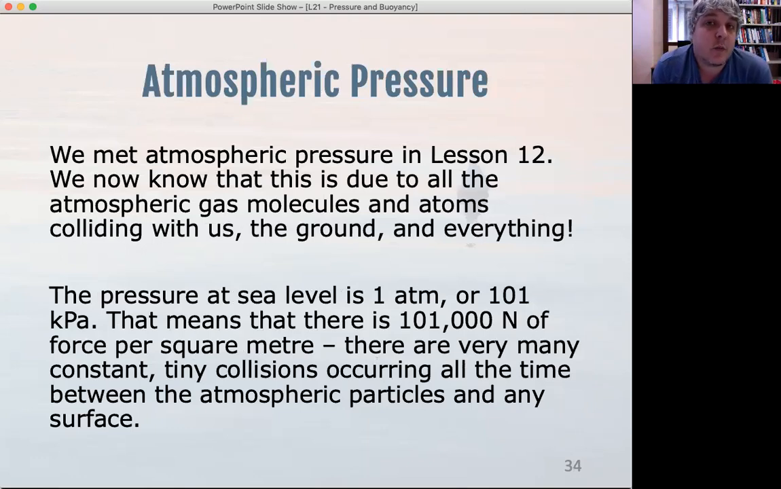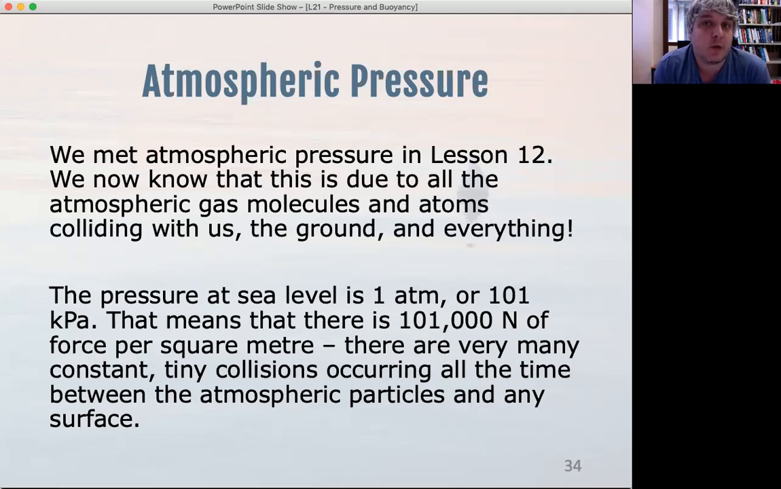So atmospheric pressure, one atmosphere, is 101 kilopascal, which is 101,000 newtons of force per square meter. That means that there are many, many constant tiny collisions occurring all the time between the atmospheric particles and any surface. So you, your desk, your chair, your floor, buildings, walls, windows, everything is under this constant pressure from the atmosphere.